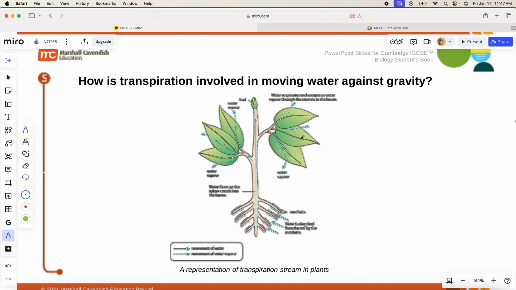So when they ask you to define transpiration, you say it's the loss of water vapor. Don't say it's the loss of water. Okay? Water itself is not lost by itself. It has to be a vapor. So it's the loss of water vapor from the leaf.